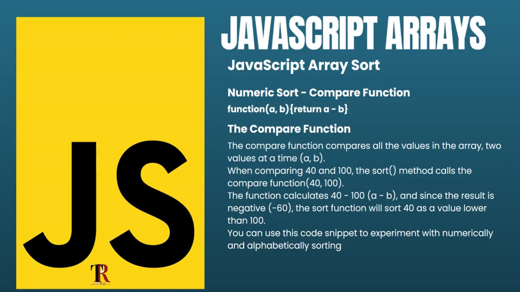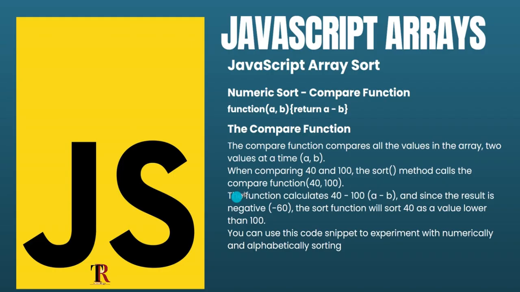Now, this is how it works in the real sense. When comparing 40 and 100, the sort method calls the compare function. If we have two numbers, 40 and 100, then a will be 40 and b will be 100. The sort method calls this compare function and assigns 40 to a and 100 to b. When it moves inside the curly braces, it subtracts 40 minus 100, which gives us minus 60.